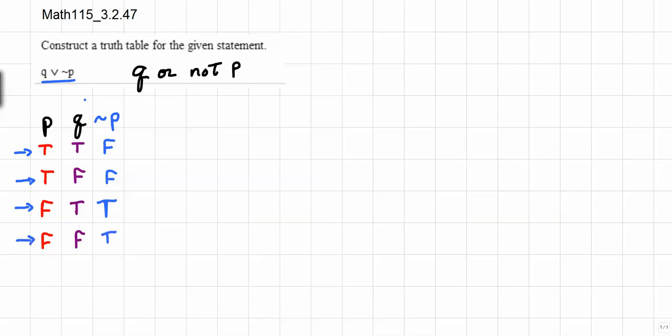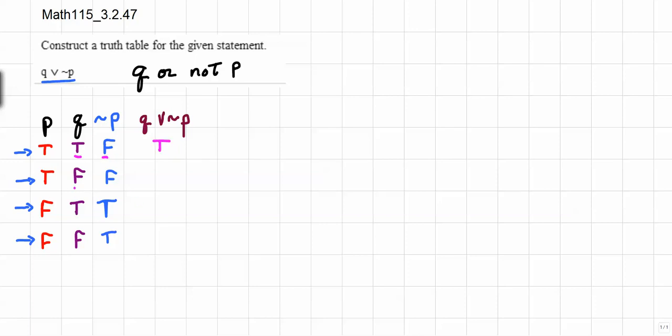And now we're going to go ahead and do the Q or not P statement. Now you have to remember that when we say Q or not P, one or both can be true, and that would make the whole thing true. So it says Q or not P. And we look at Q or not P, and this is true and this is false, which means that this is going to be a true statement.